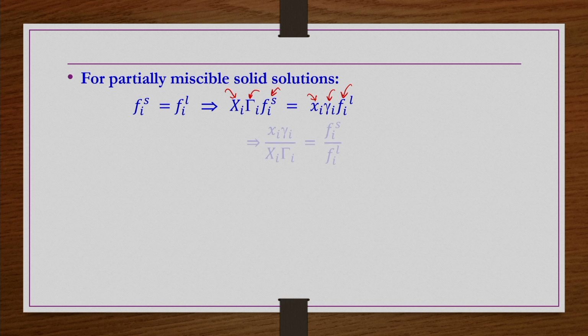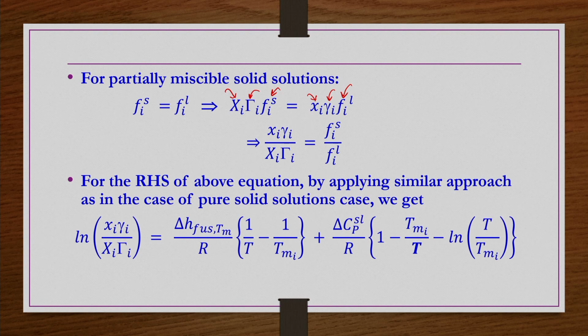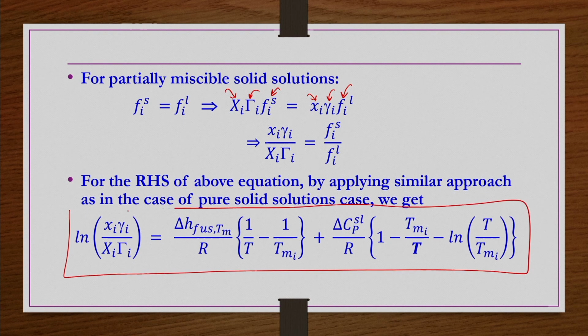Now we can write this as small xi gamma I by capital Xi capital gamma I is equal to FIS by FIL. For this also, as in the case of pure solids in equilibrium with liquids, if you follow entirely the same pathway as for the derivation of the equilibrium relation and simplify, then you get this relation: ln of small xi small gamma I divided by capital Xi capital gamma I is equal to delta H fusion at Tm divided by R multiplied by 1 by T minus 1 by Tmi, plus delta Cpsl by R multiplied by 1 minus Tmi by T minus ln T by Tmi.